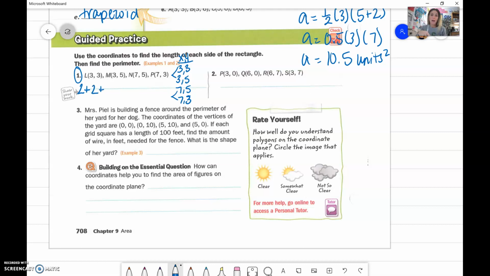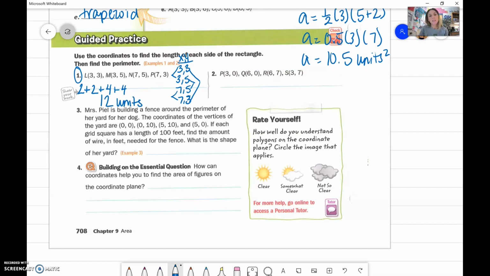Now I'm going to look at my y coordinates and see which ones match. I have a 3 and a 3, which means I'm going to take the difference of 7 and 3, which is 4. And then I have 5 and 5, and the difference of 7 and 3 is 4. When I add 2 plus 2, I get 4. 4 plus 4 is 8, and 8 plus 4 is 12. Therefore, this perimeter is 12 units.